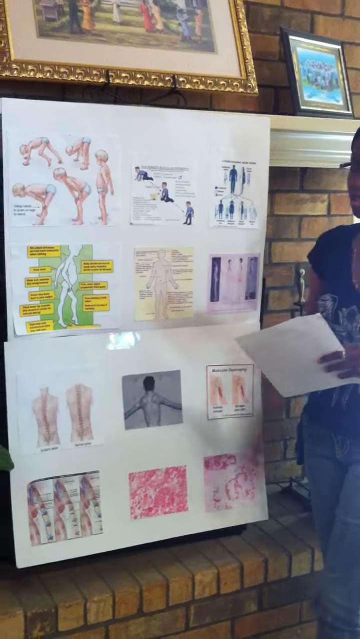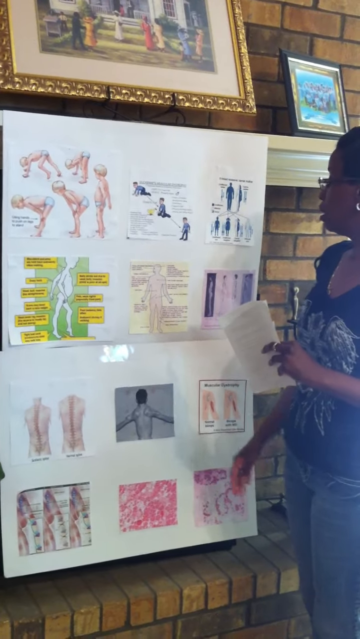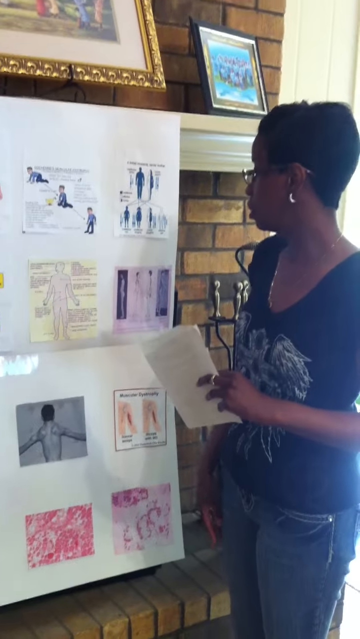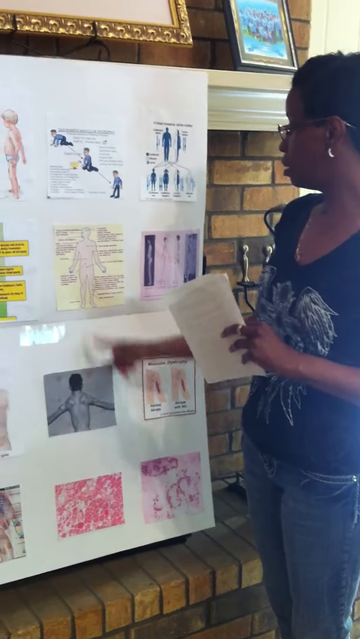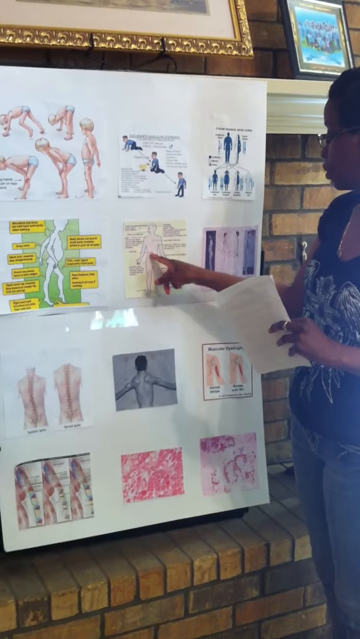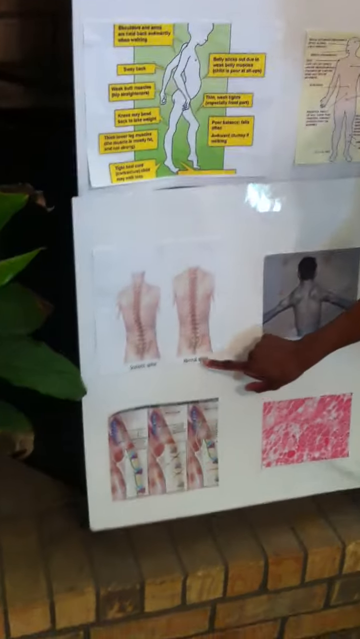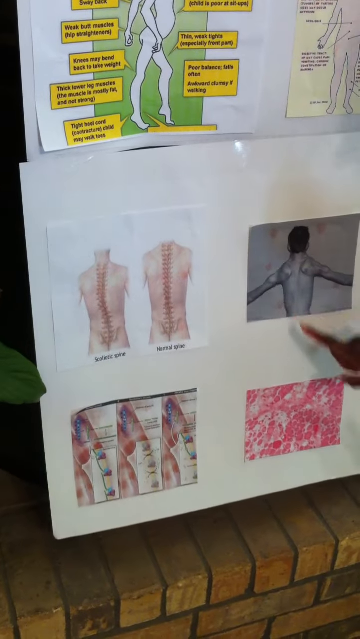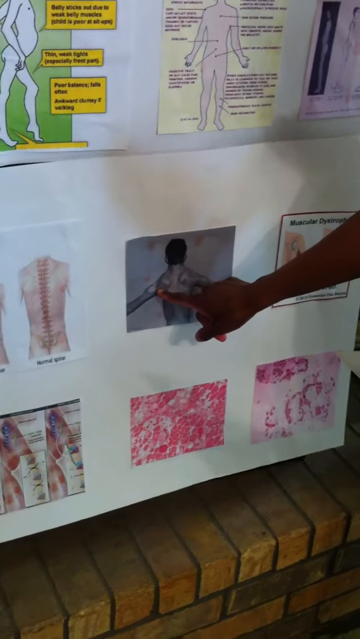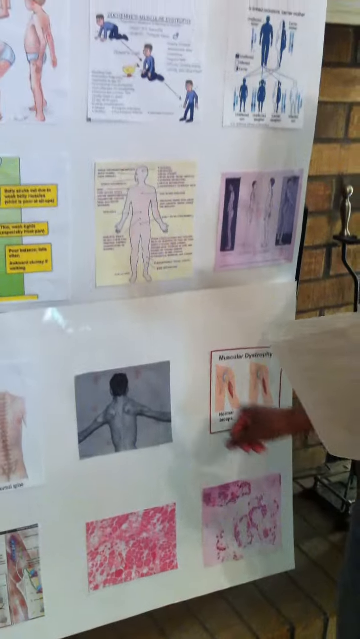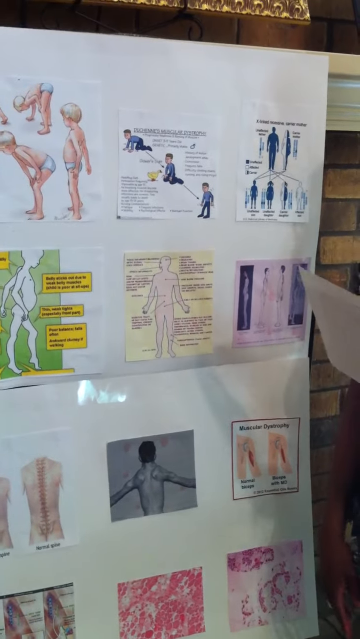Also, some of the complications from muscular dystrophy, neurologically, you can have seizures, headache, brain tumors, speech impairment, and scoliosis can occur. This is a scoliosis spine versus a normal spine. Also, you can see the deformities of the back of this person. Some of the complications are also in the digestive tract. You can have nausea, vomiting, stomach pain, and constipation.